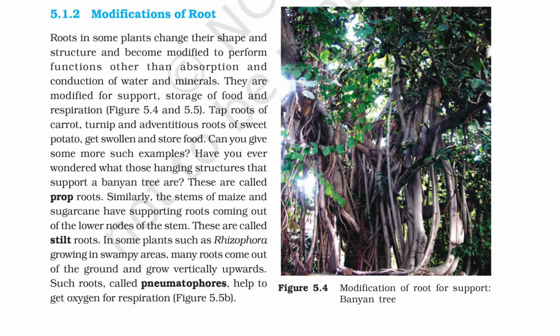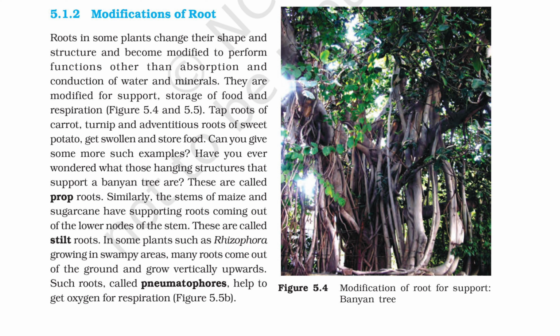Modifications of root. Roots in some plants change their shape and structure and become modified to perform functions other than absorption and conduction of water and minerals. They are modified for support, storage of food and respiration. Tap roots of carrot, turnip and adventitious roots of sweet potato get swollen and store food. Can you give some more such examples?